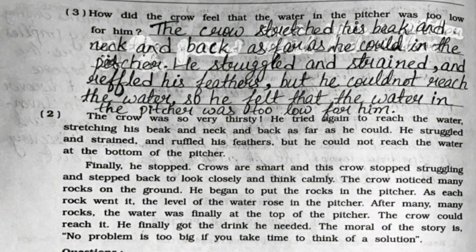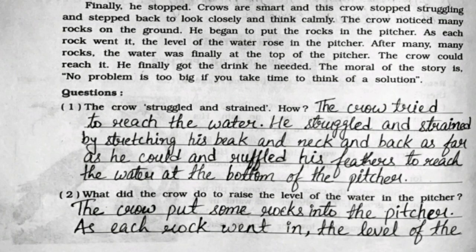Now, second paragraph question answers. First one, the crow struggled and strained. How? The crow tried to reach the water. He struggled and strained by stretching his beak and neck and back as far as he could and ruffled his feathers to reach the water at the bottom of the pitcher.